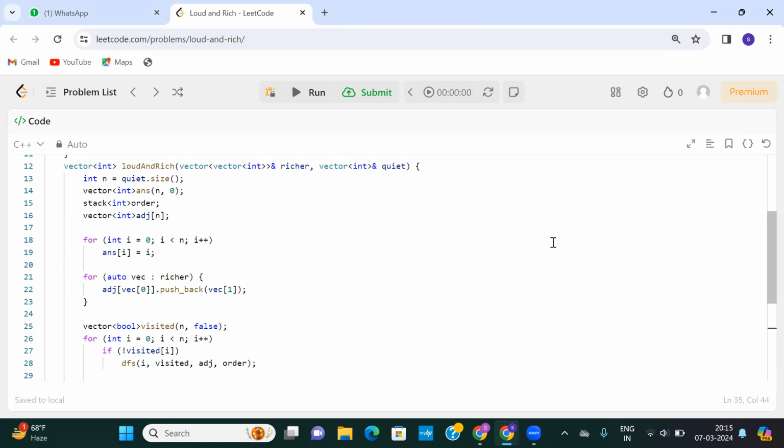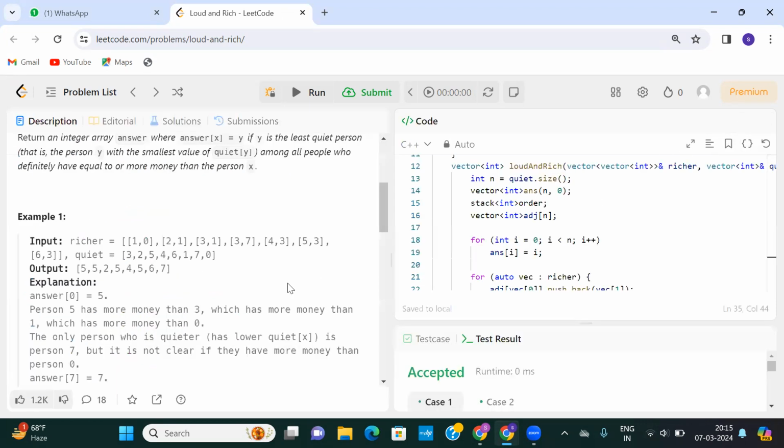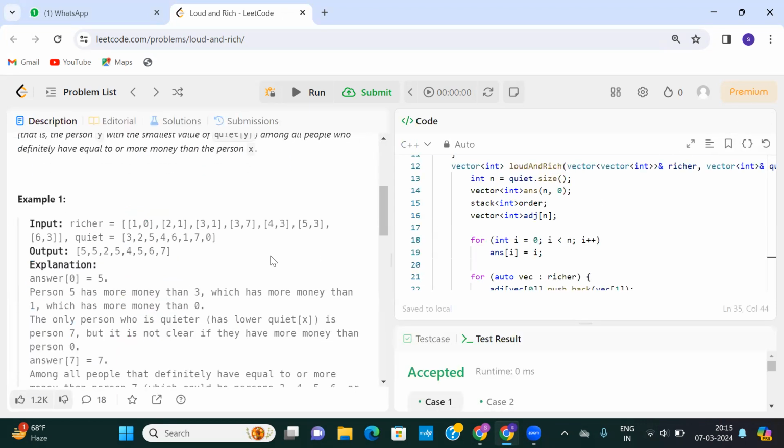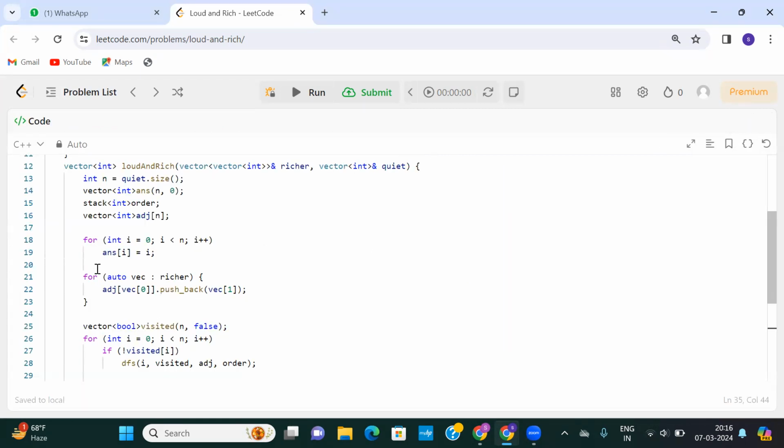But here the catch is that among all the persons who have more money than the person X, suppose in this case there are persons 1, 2 who have more money than 0, and the quietness of 0 is already the least. So in this particular case, we are not going to update its value. That is why we have initially defined answer at the index of i with its own index.